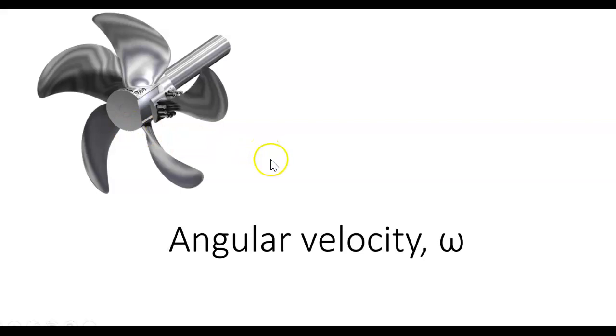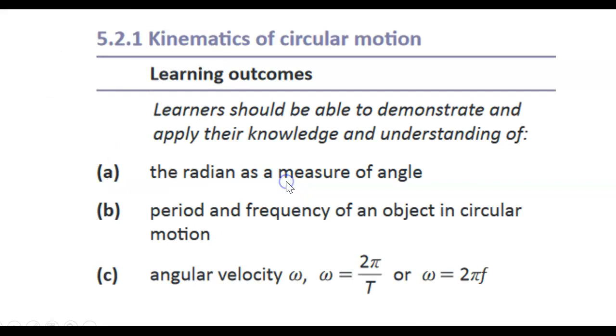If we quickly look at the specification, at the start of the circular motion topic we see here down A, B and C reference to the radian as a measure of angle. We're going to look at that a bit later. Most of you will have done that in maths already, but if you haven't, don't worry. We've got a PowerPoint to cover that.